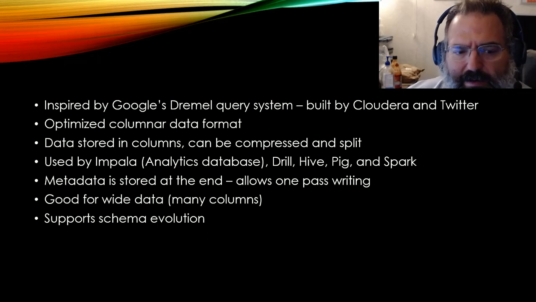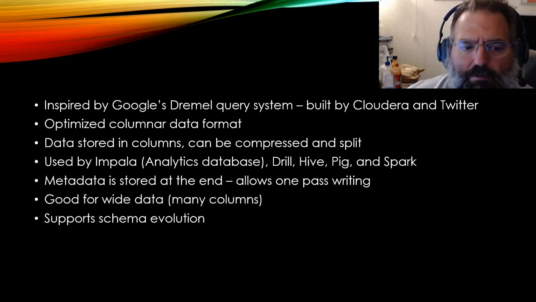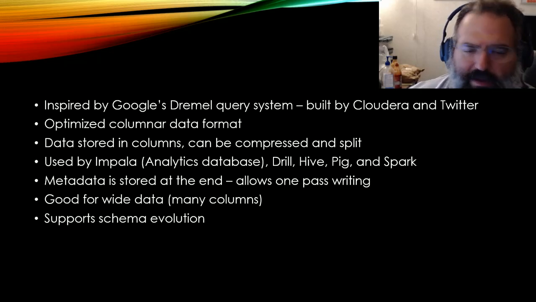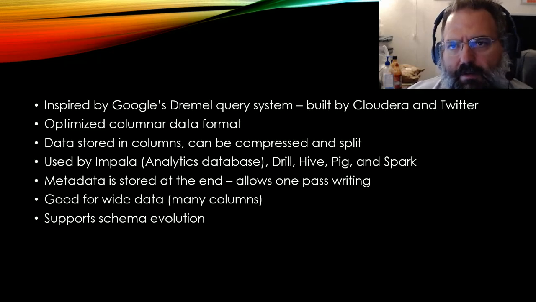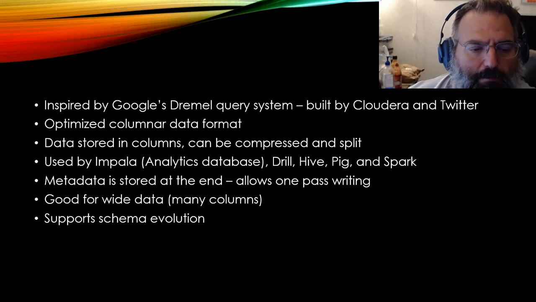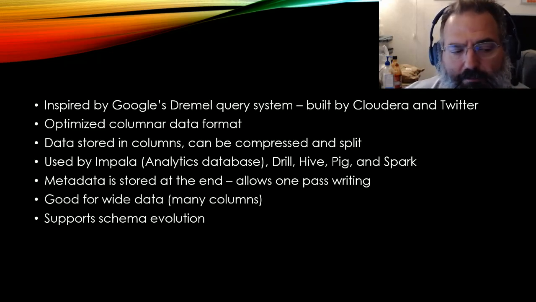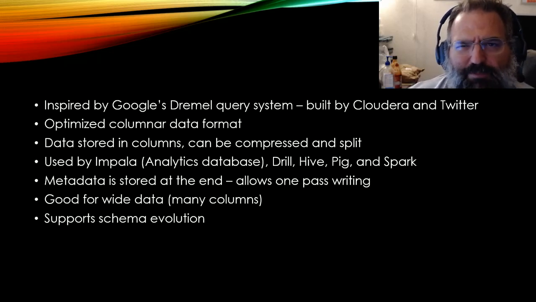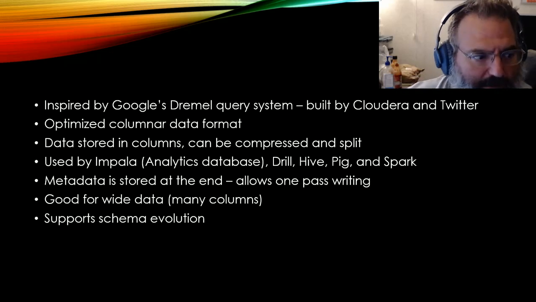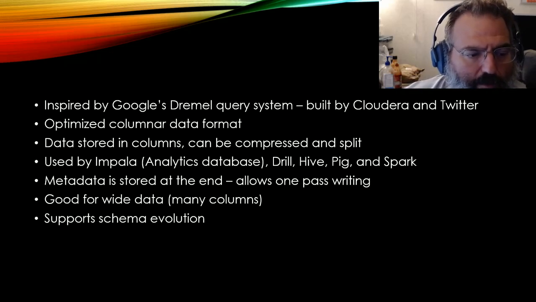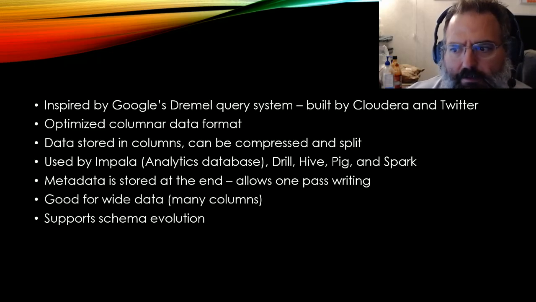You put the metadata at the very end, and that allows you to do one pass writing. So rather than having a header at the beginning of the file and then writing some stuff and then maybe something at the end, you write everything from the beginning through, and then at the end you write what would normally be in some formats at the head. The reason is you don't know some of that stuff till you're done. So you may not know how many rows there are until you're finished with the file. It's good for wide data, so if there are lots of columns, and it does support schema evolution, so that if something changes in what it does or what it means, then you're not out of luck.